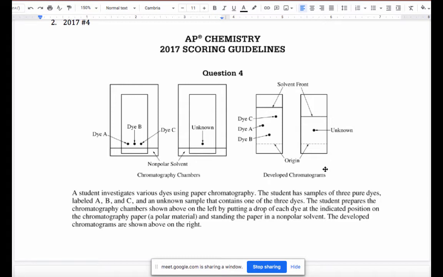So for this question, this is a chromatography question. This is why I made sure that we did the chromatography lab this year, because there have been free response and multiple choice questions about chromatography. So they give you this information. Now what's important to notice about this chromatography question is that the solvent is non-polar. So the paper is polar, the solvent is non-polar. So if something is more attracted to the solvent, it's going to actually be non-polar. So it's the opposite of what we did in class.